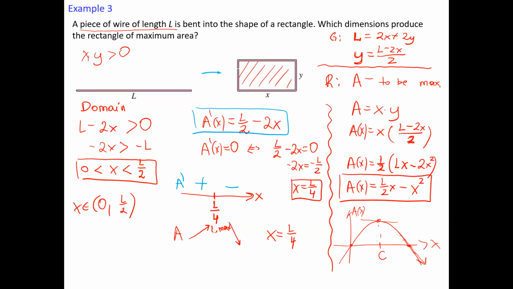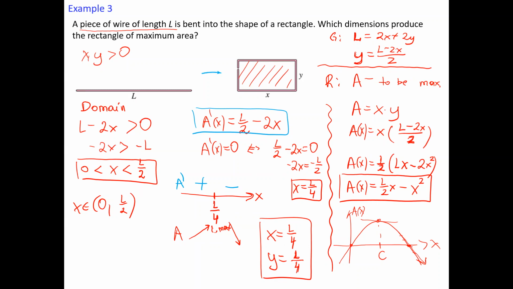If x is L over 4, what is y? Because we need the dimension. Y will be, let's substitute, let's do in our head, 2 times a quarter will be half. L minus half of the L is half of the L. Dividing by 2 is also a quarter, L over 4. What shape we've got to maximize the area? We've got square because the length x and the width y are the same. Yeah. Okay, to maximize the area, we create a square.